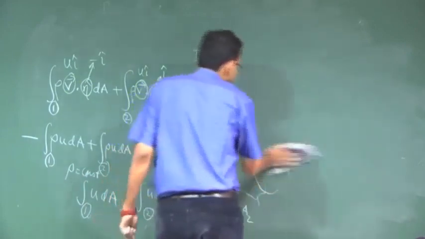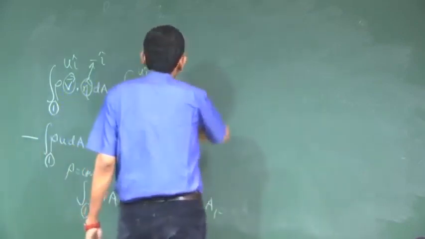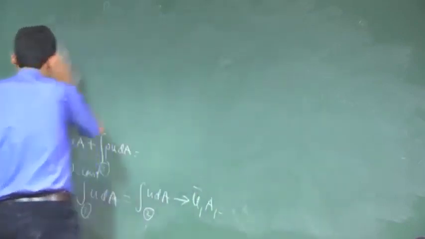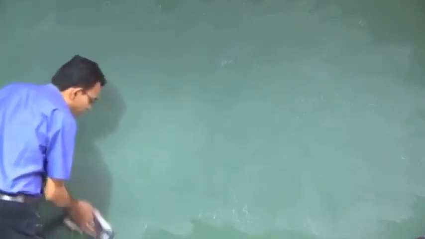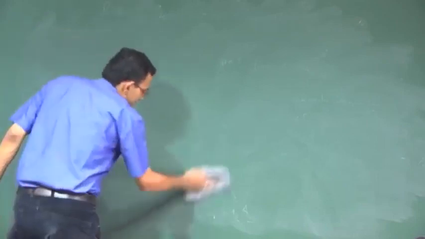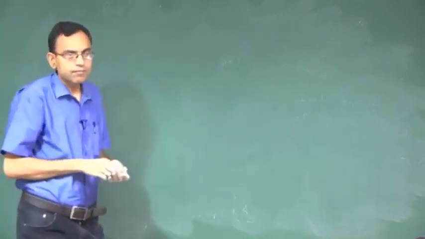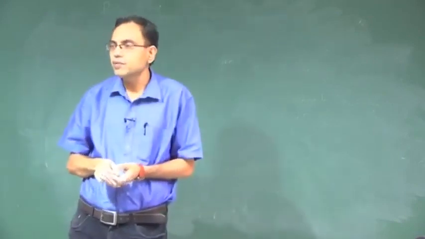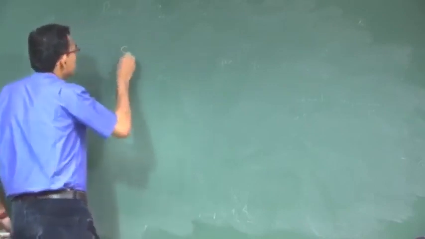The final concepts that we will discuss in the context of kinematics of flow will be about two important parametric representations of various kinematic constraints. One is the stream function and another is the velocity potential. So, stream function.